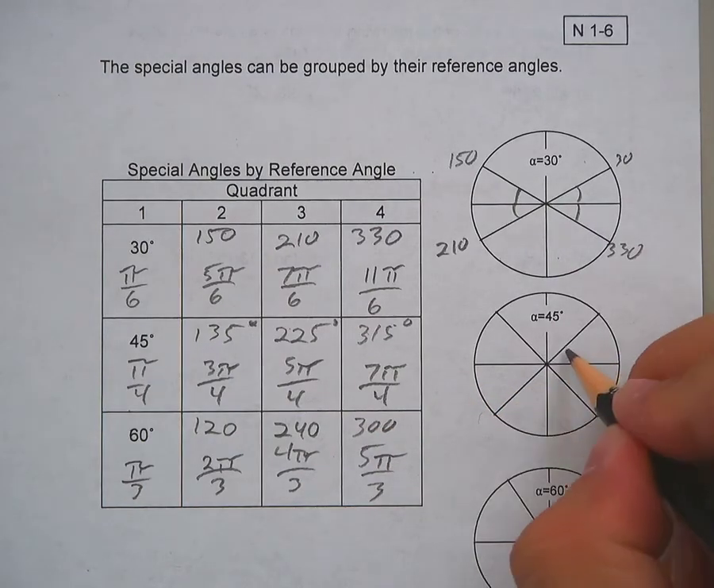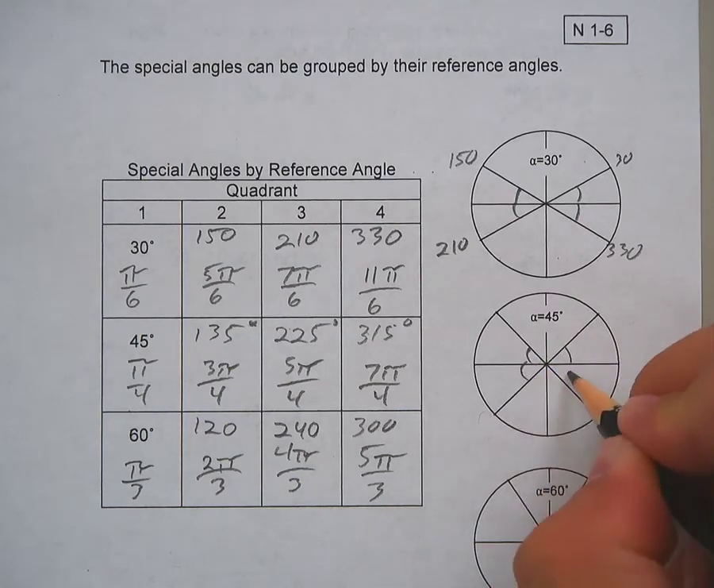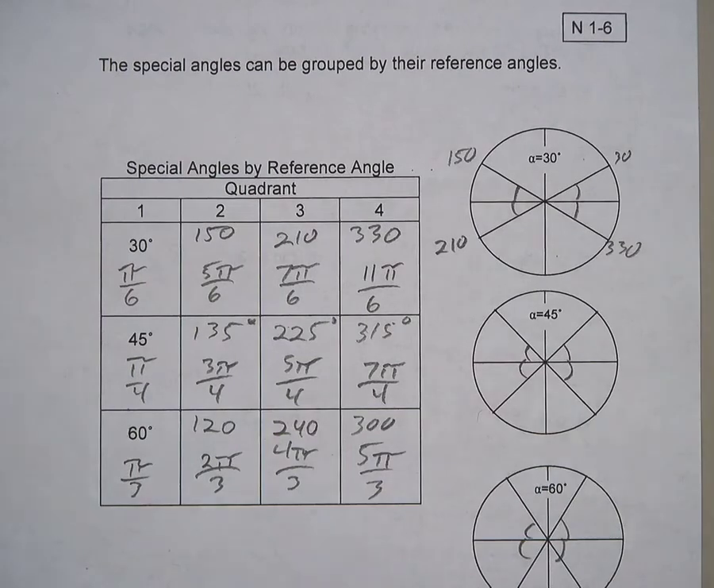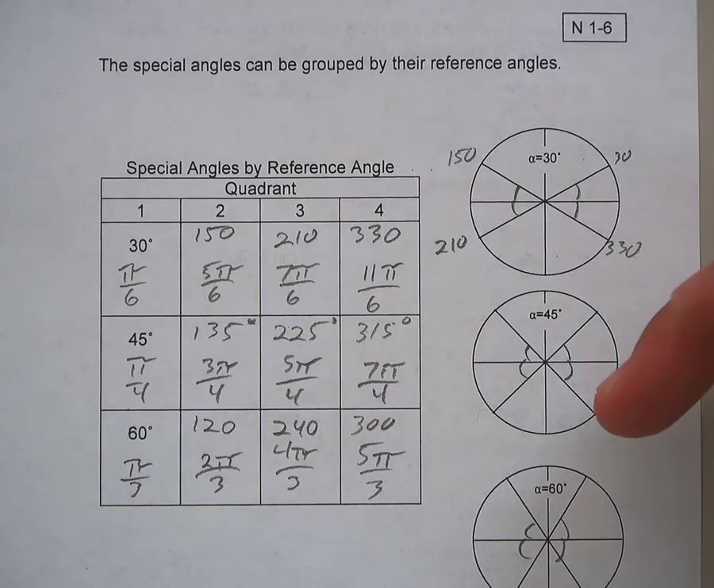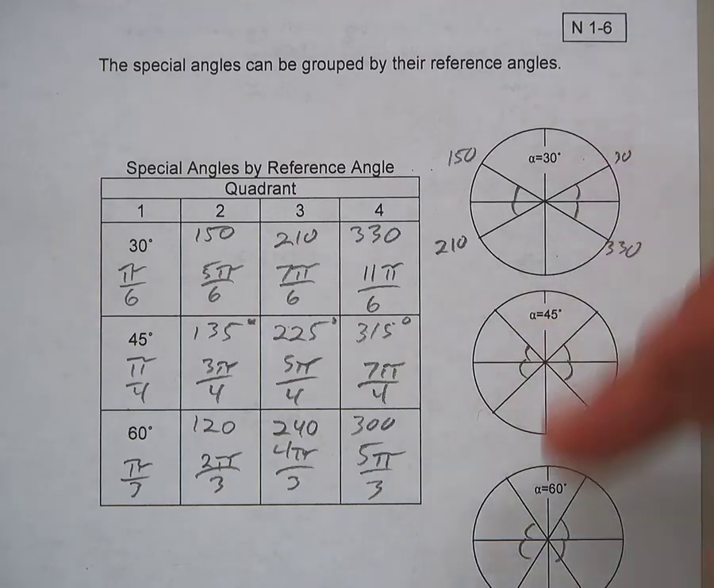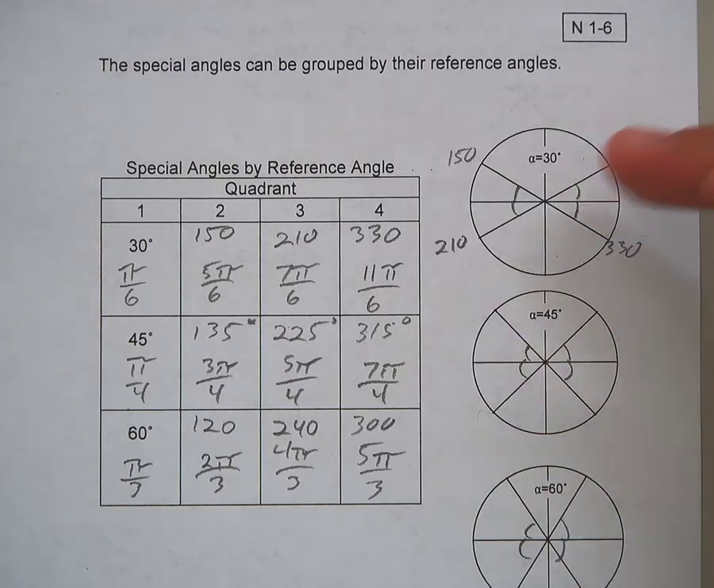Okay, and these angles, remember that these are all reference angles. These are all going back to the x-axis, right? What I'd like you to do is pause the video for a moment and fill in the rest of these circles. Write down your degrees and your radians on all those angles.